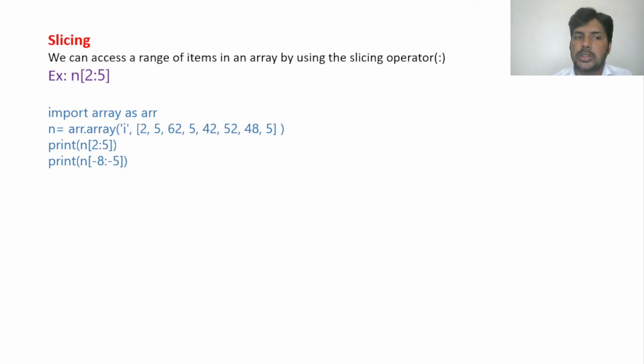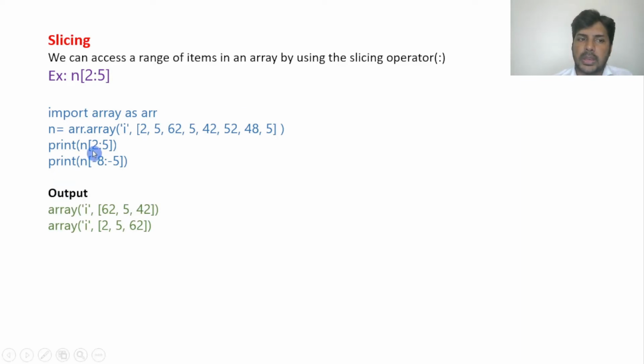So let me show you an example. You can see here, I said 2 colon 5, it has printed 62, 5, 4. That means 0, 1, 2, from 2, so 2, 3, 4 it has printed. In the same way I said -8 to -5, -8 means 2, 5, 62. Like this we can print by using slicing.